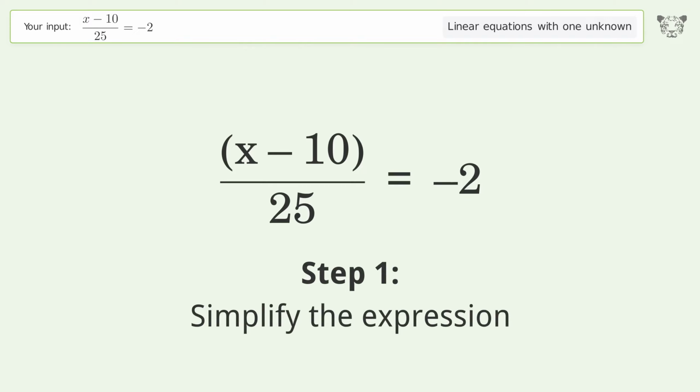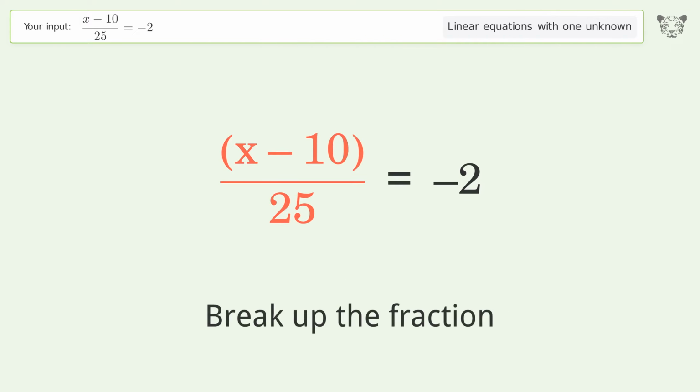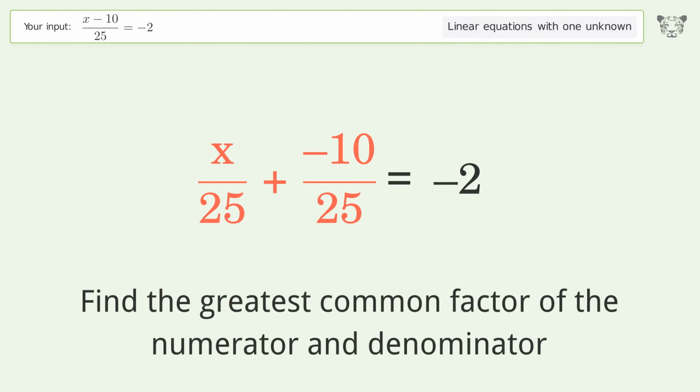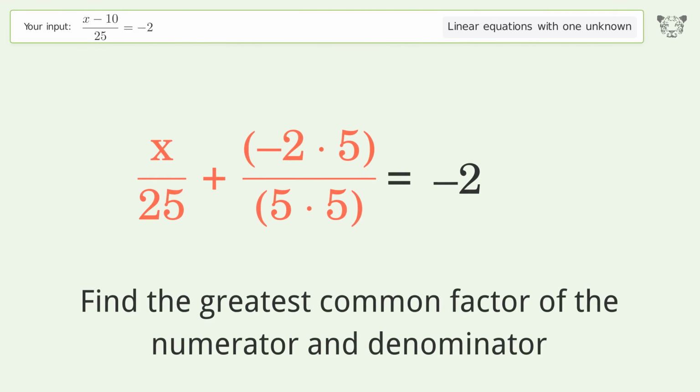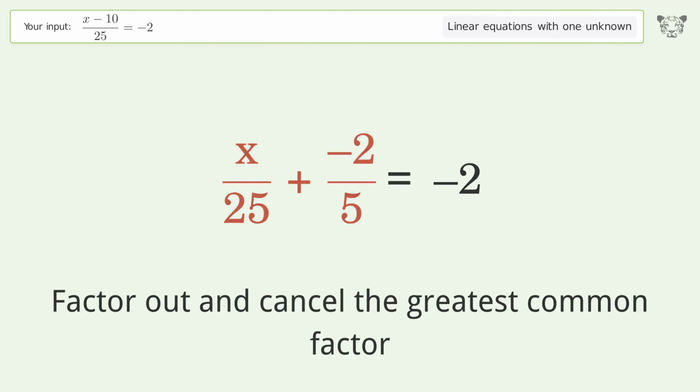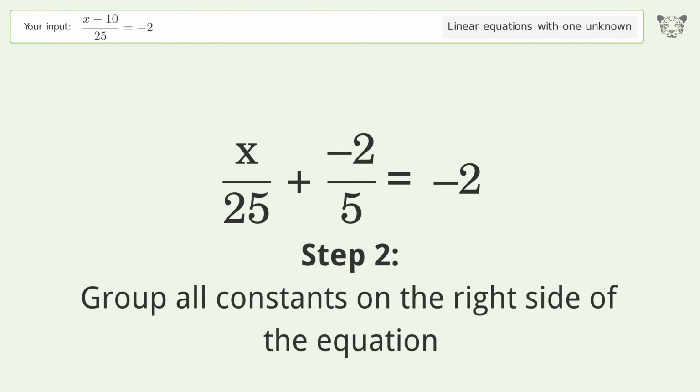Simplify the expression. Break up the fraction. Find the greatest common factor of the numerator and denominator. Factor out and cancel the greatest common factor. Group all constants on the right side of the equation.